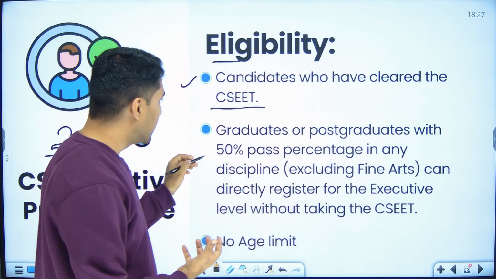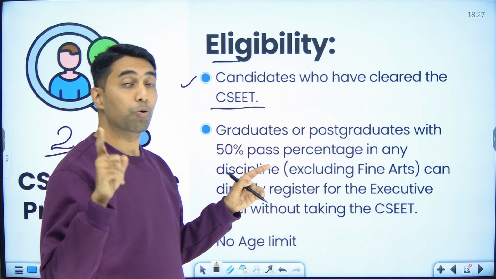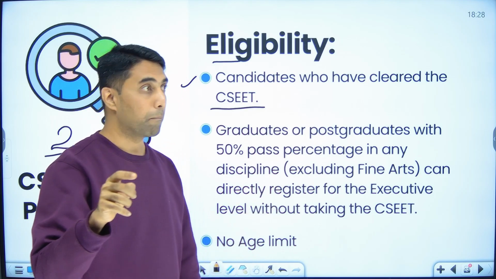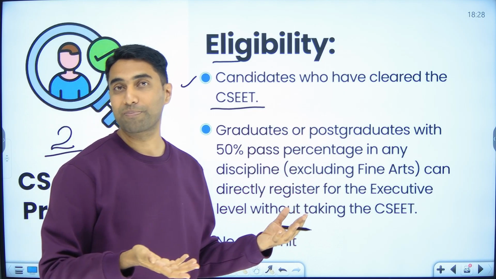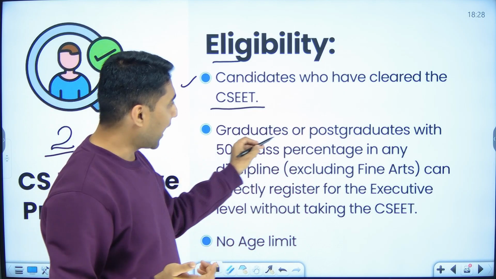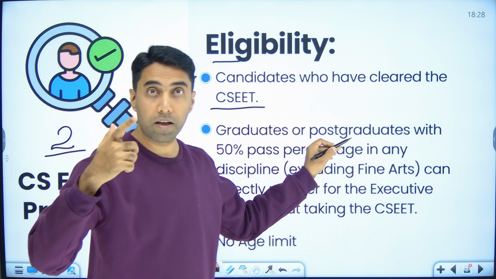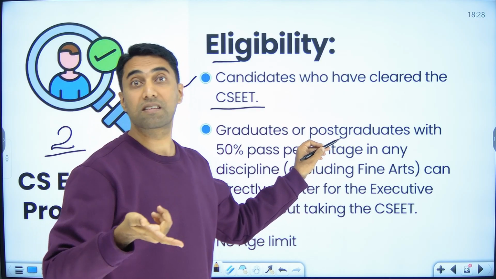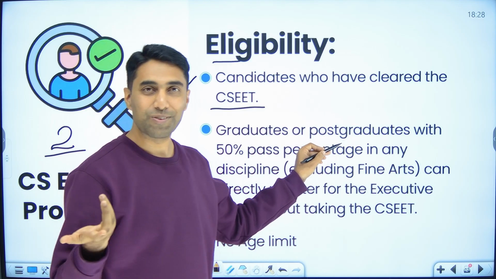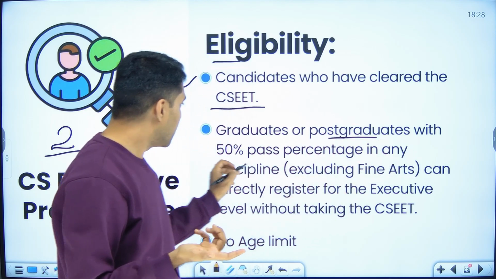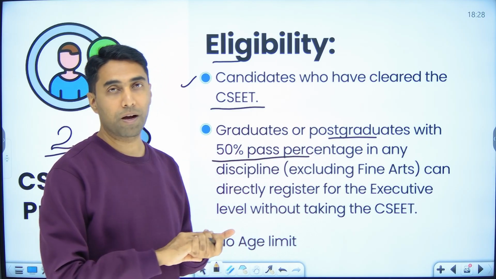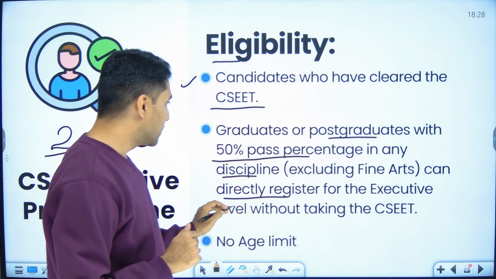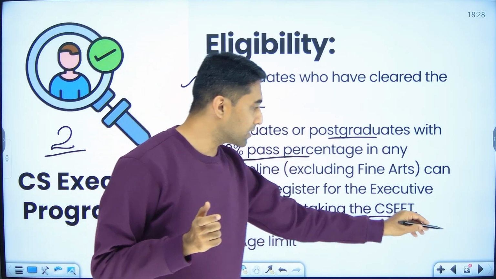That is your eligibility. Then if you are a person who has passed BCom or BA or BSc, correct? Bachelor of Hotel Management, one student had come, but that is also a degree, correct? So graduate or postgraduate, somebody has done MBA or MCom or MSc. One girl had come, MSc, she wants to do company secretary. So you can do it. So you can do anything with 50% pass. In whatever you have passed, you should have got 50% pass, excluding fine arts, and you can directly register for the executive without taking CSEET.